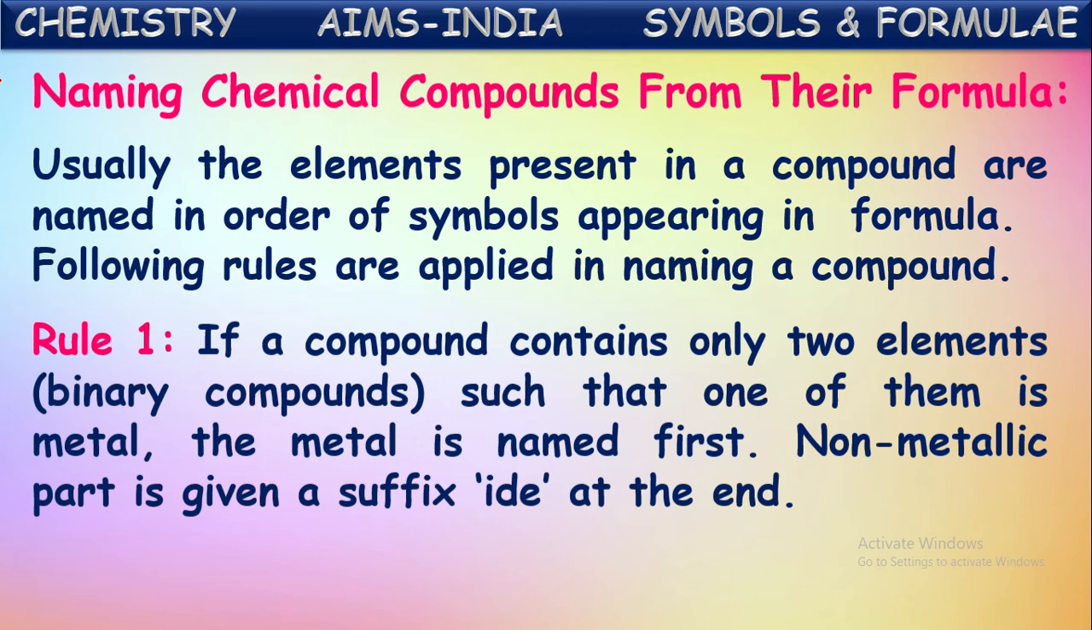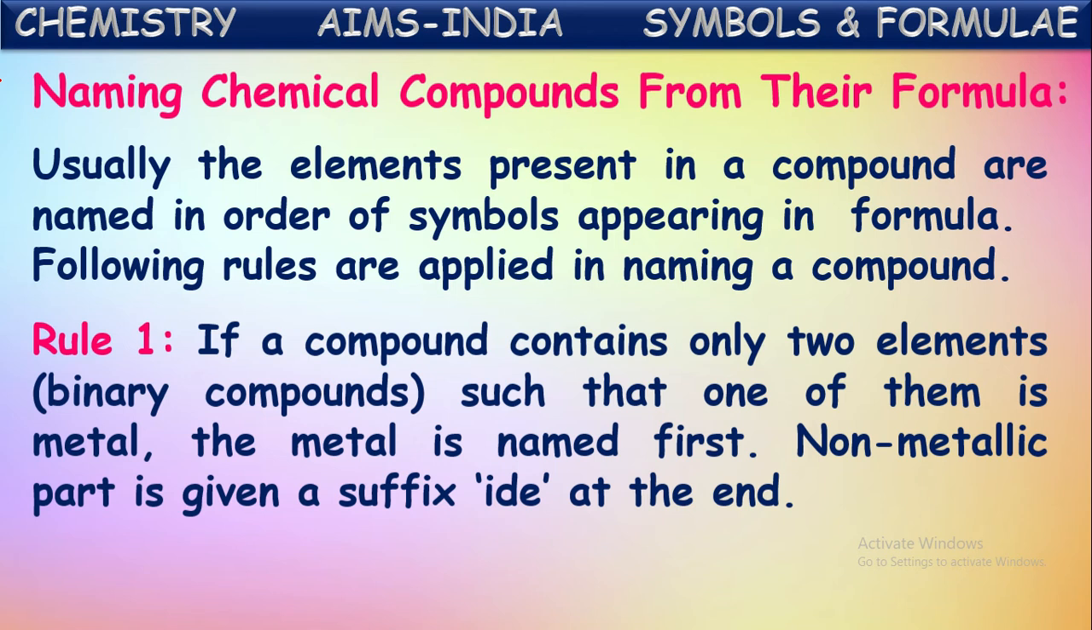While naming such compounds, the binary compounds in which one of them is a metal, the metal is named first. The non-metallic part is given the suffix "ide" at the end of the name. So in naming binary compounds in which one of the elements is a metal, first the metal's name is written and then the non-metal's name is written. At the end of the non-metallic element's name, ide is attached by eliminating one or two letters from the non-metal name. Okay, this is the first rule.